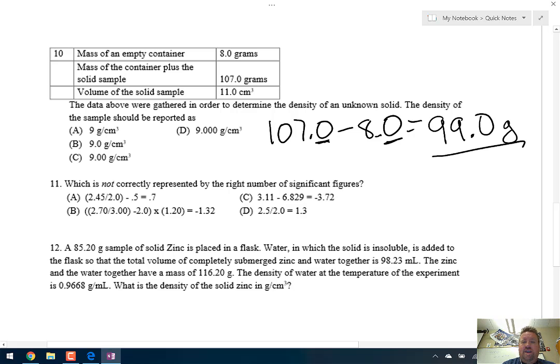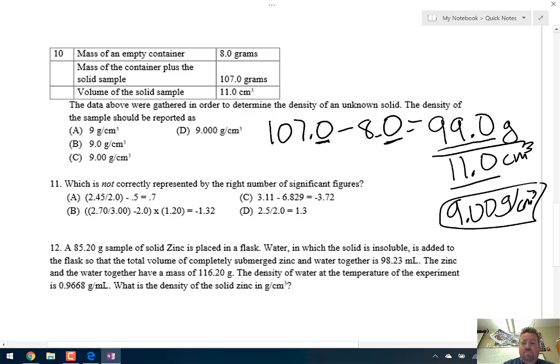And then obviously that's the mass. I'm going to divide by the volume, 11.0 cubic centimeters. Now I'm looking at the whole number. This has 3 significant figures. This has 3 significant figures. Therefore, my answer, 3. Again, your calculator's not going to show it, but your answer must have 3 significant figures. So C is the correct response.